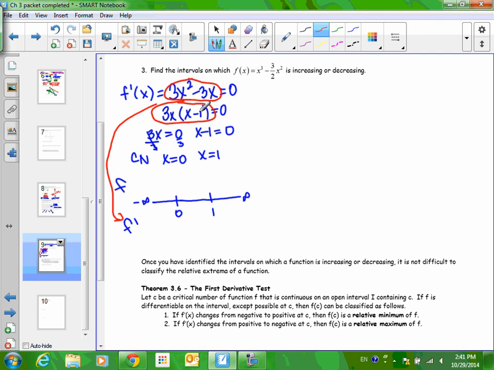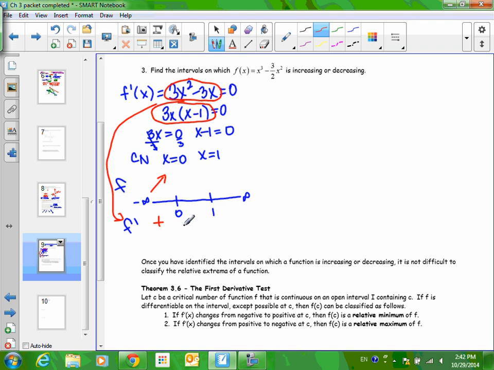Positive? Does everybody agree? If you plug in -1, 3 times -1 squared minus 3 times -1, you get positive. And that would be true for any number on the interval. Any number, -2, -10 billion, any of these numbers you plug into the derivative is positive, that tells us that on this interval, f is increasing. And we're going to draw a picture. You could write the word increasing or INC, that would be fine. I'm going to draw the picture.